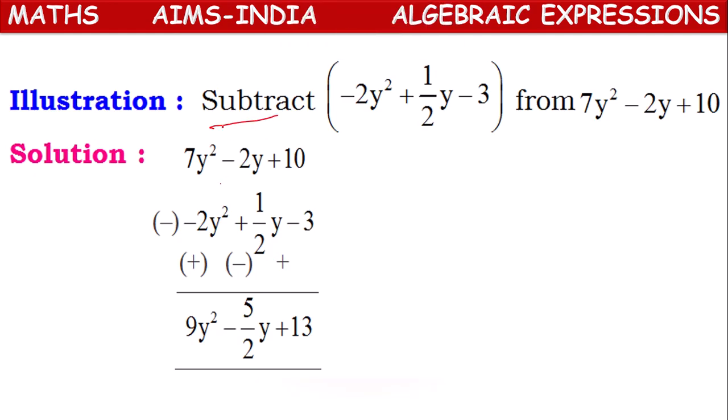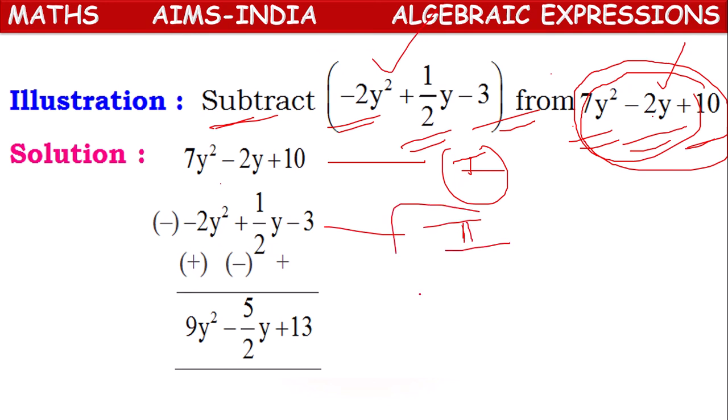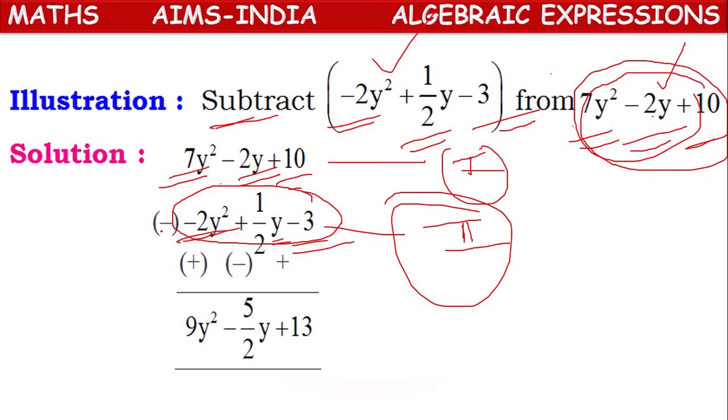Next, subtract minus 2y square plus half y minus 3 from 7y square minus 2y plus 10. From this we have to do the subtraction. So this is to be written in the first row, and the expression to be subtracted is to be written in the second row. Y square below y square, y below y, constant below constant, and we have to take the additive inverse of the total expression. Each term's sign will change. Minus will become plus, plus will become minus, minus will become plus.